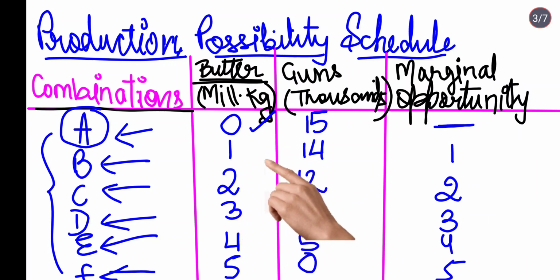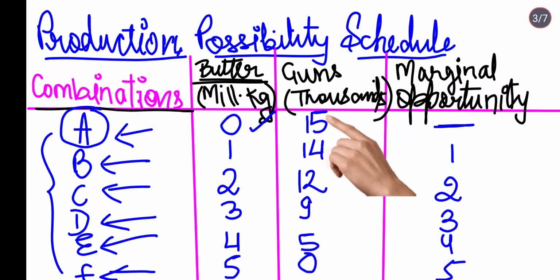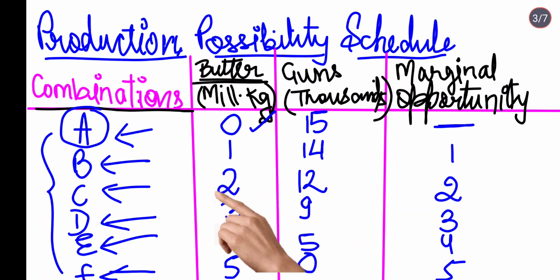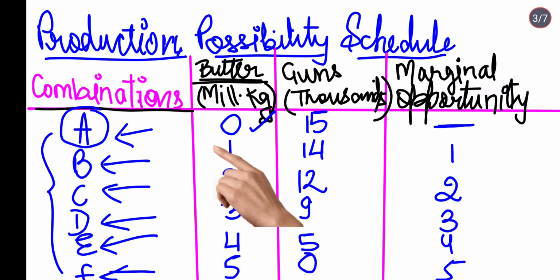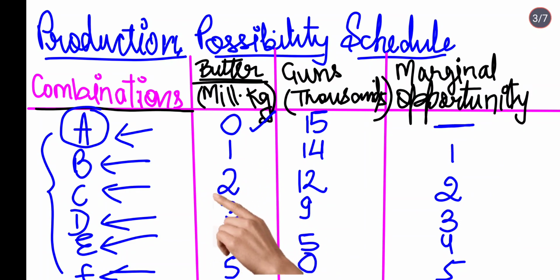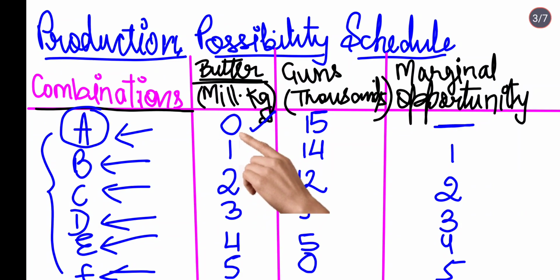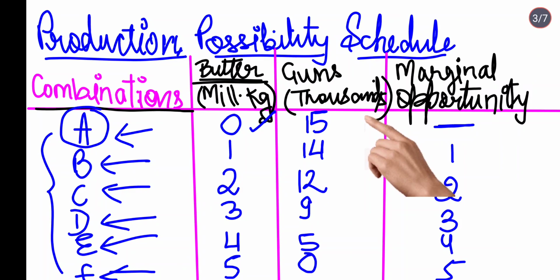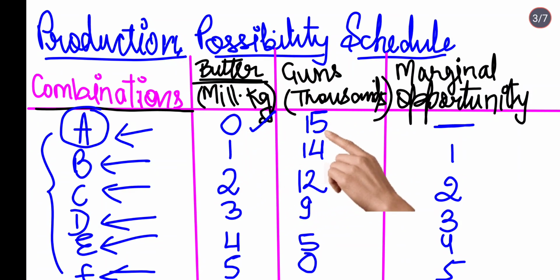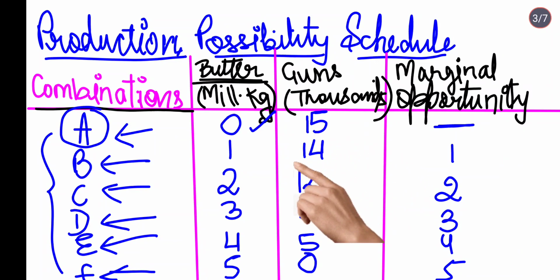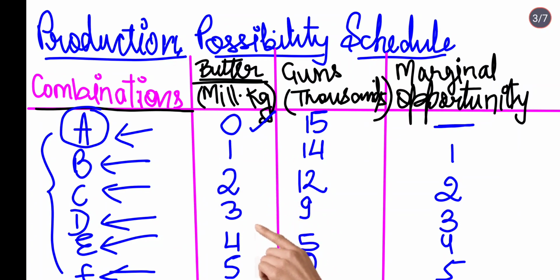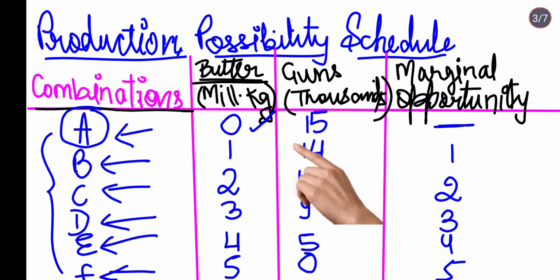Then for 2 million kg butter we have to sacrifice more. Now from 15, then 14, then to 12 we moved. Now here we can obtain in combination C 2 million kg butter, then 3 million kg butter. So if you see, firstly we have 0 butter or 0 million butter. We are not producing anything in case of butter, we are just producing guns. Then when we started producing butter also, we have to sacrifice some resources from the guns. We need to sacrifice some units in the production of guns to devote it to the production of butter. So this was how we were producing guns and butter.